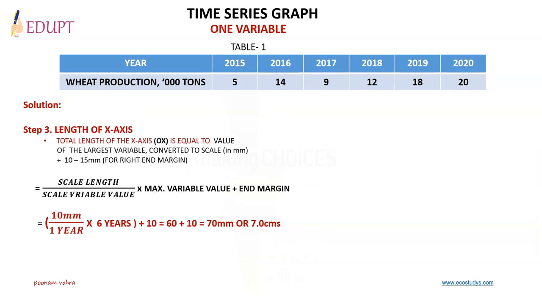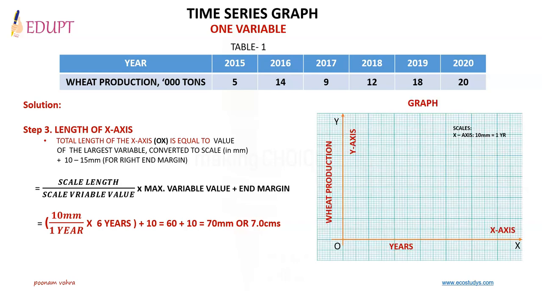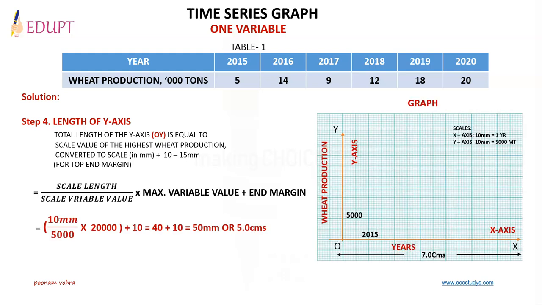Next step is to find the length of the x-axis. It is the same as we have done earlier, where scale length divided by scale variable value, into maximum variable value plus end margin is used. In this case, it is 10 millimeter divided by 1 year into 6 years plus 10, which comes out to be 70 millimeter or 7 centimeters. So the x-axis would be 7 centimeters long. Now for the y-axis, the formula is the same, and we find that the y-axis is 50 millimeters or 5 centimeters long.